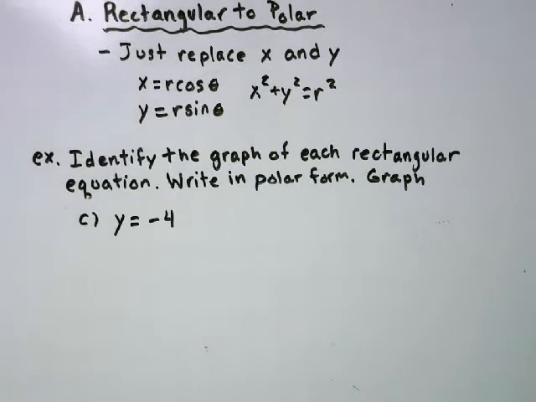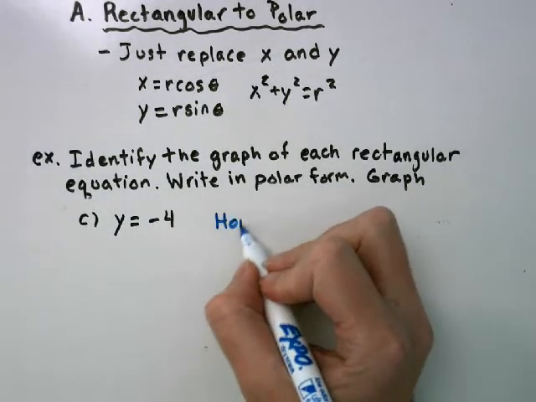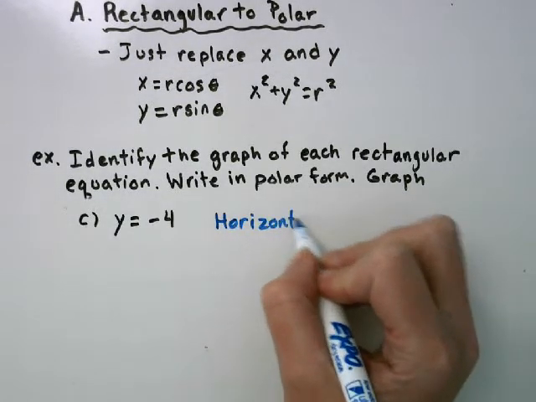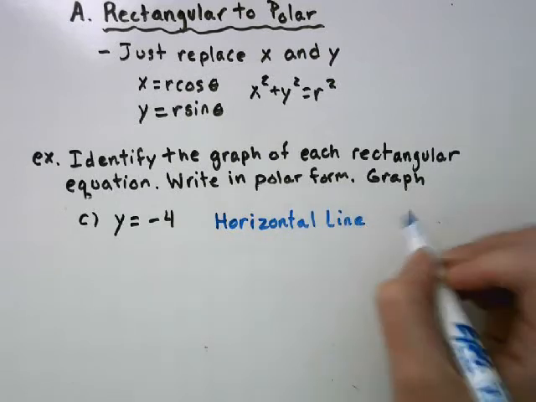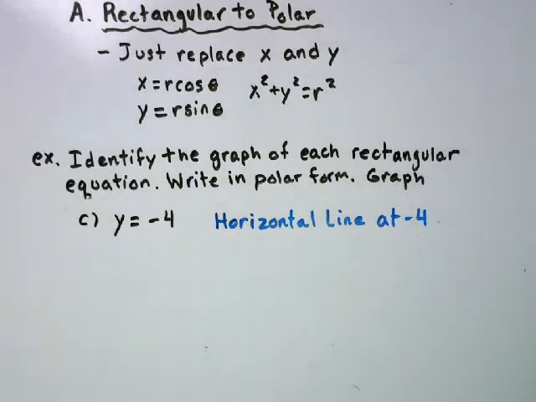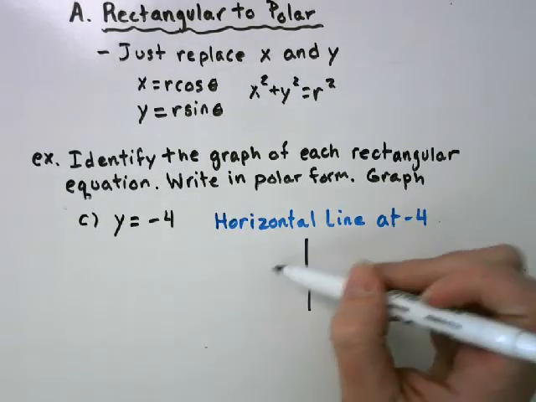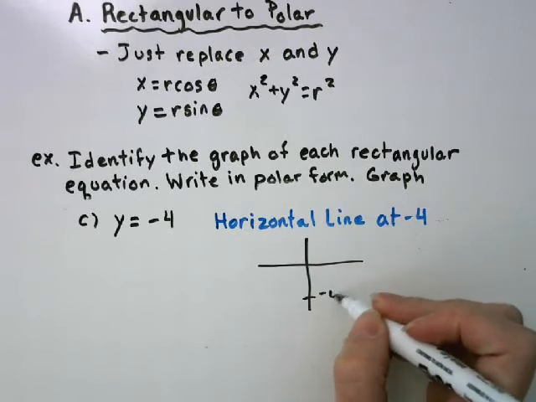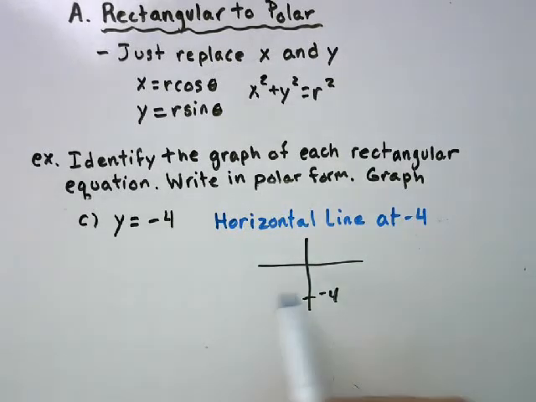Okay, so our last one of these is going to be y equals -4. So what type of graph is this? Horizontal line at -4. So I can go ahead and start with the graph and then we'll convert. So that's -4. So there's my line. So what does a horizontal line look like in polar form?